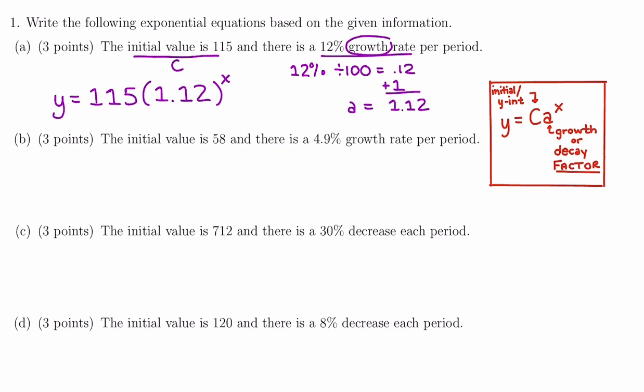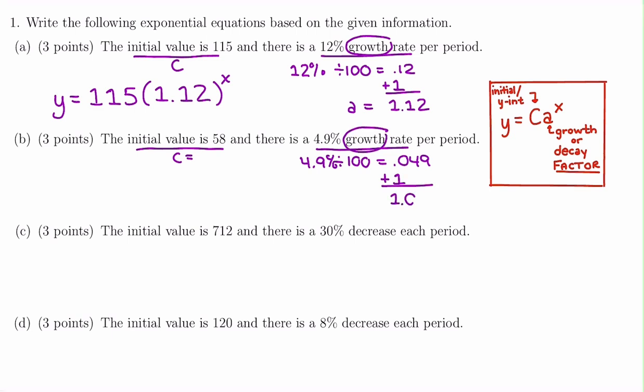If we do that same thing all over again, we have an initial value. There's our C, and a 4.9% growth. So 4.9%, we're going to divide that by 100 and get 0.049. Since it's growing, we add 1. So our factor is going to be 1.049, making our overall function y equals 58 times 1.049 to the x.